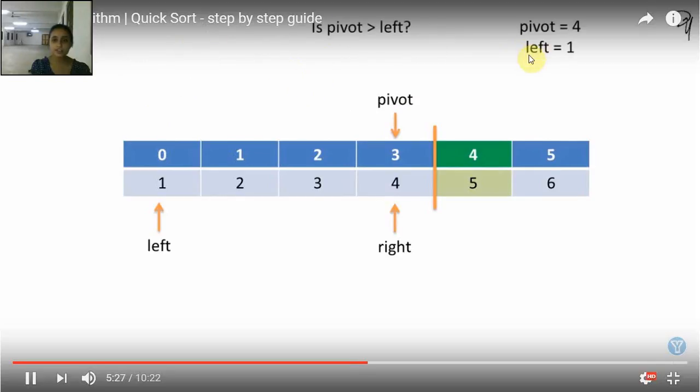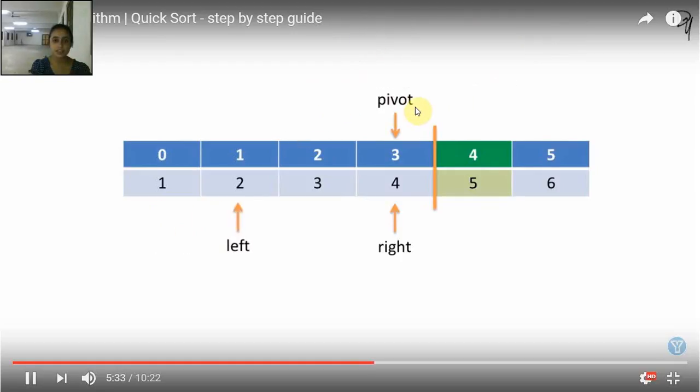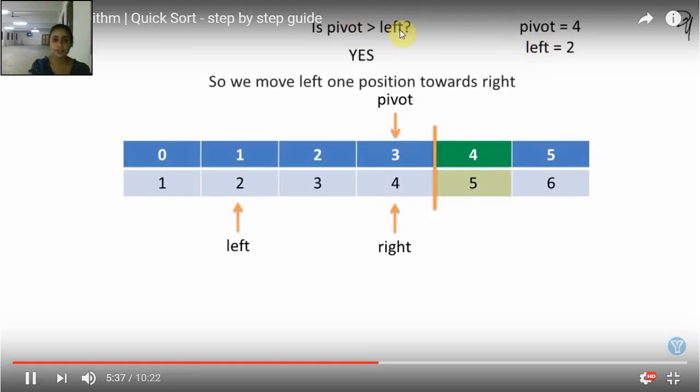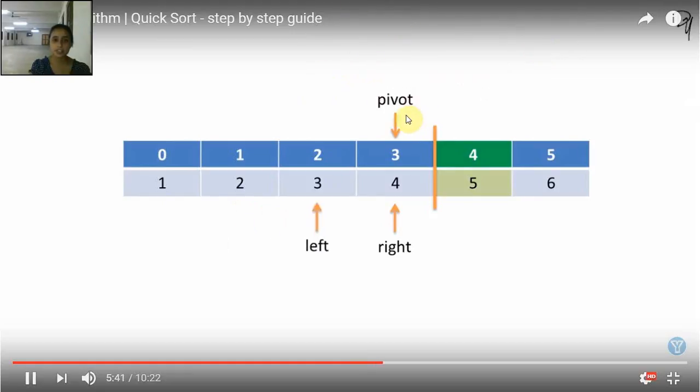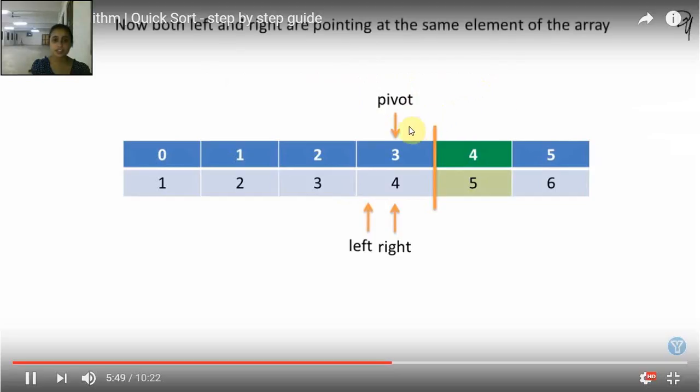Pivot is 4 and left is 1. Since pivot is greater than left, yes, we move one left position towards right. Pivot is 4 and left is 2. Since pivot is greater than left, we move one left position towards right. Pivot is 4, left is 3. Since pivot is greater than left, we move one left position towards right.